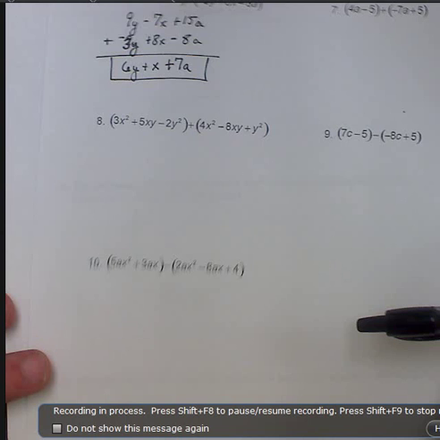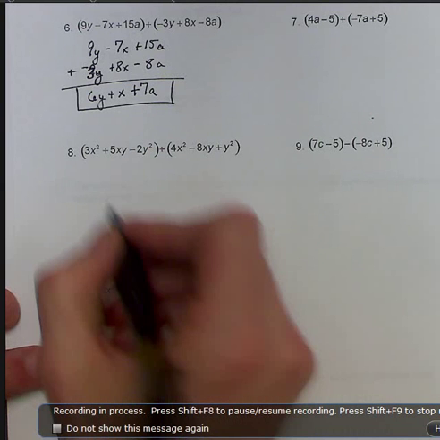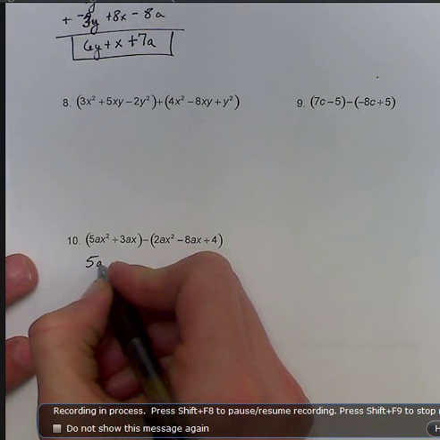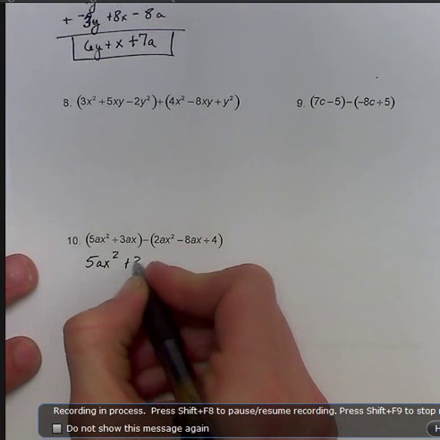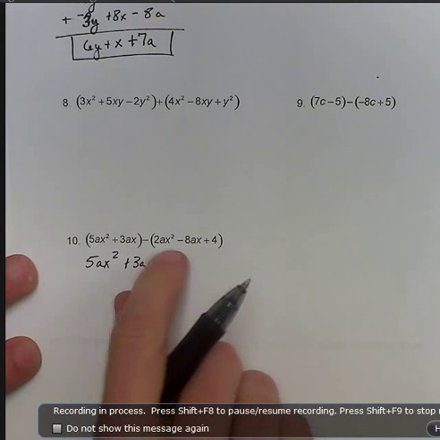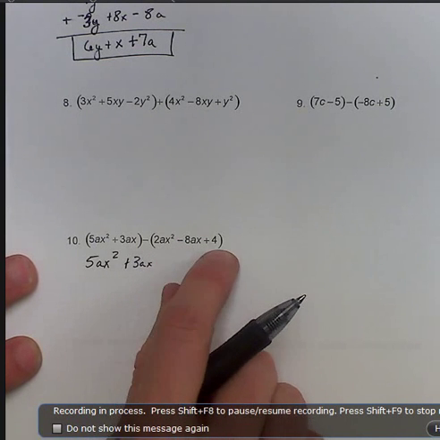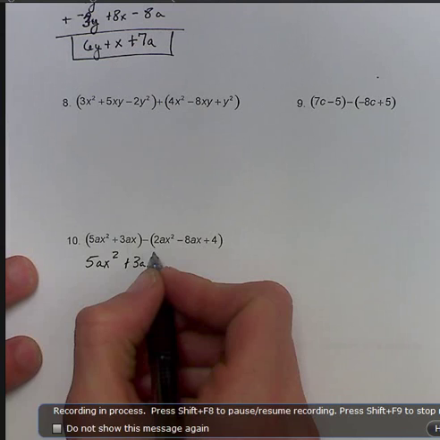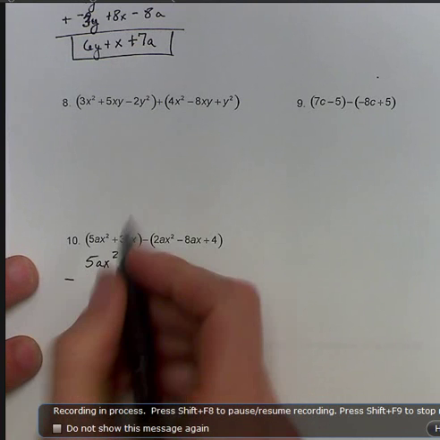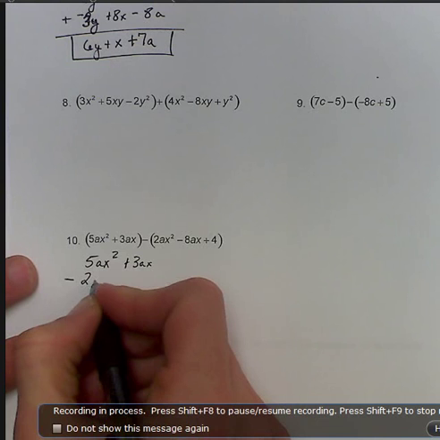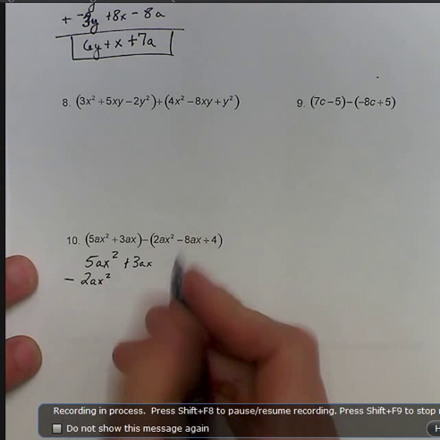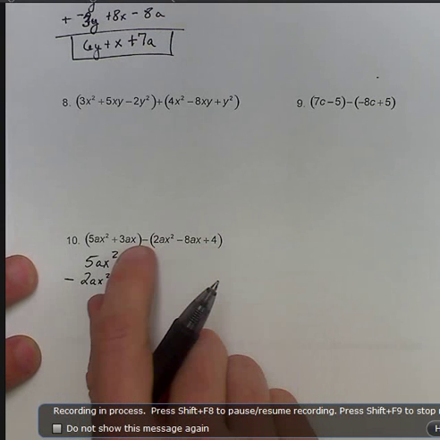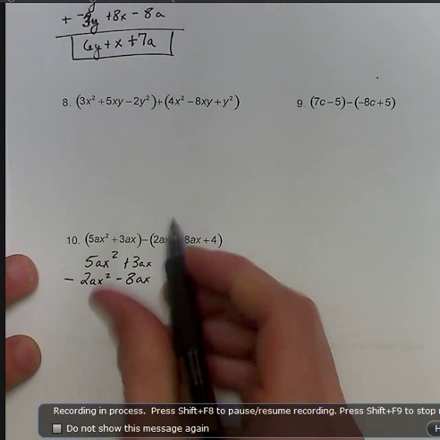We also talked about subtracting. Down here, if we look at number 10, if we are subtracting 5ax squared plus 3ax by 2ax squared minus 8x plus 4, I'm going to go ahead and line them up just like I would with the addition. So I'm going to write my subtraction sign. I'm going to put my 2ax squared, my negative ax underneath my 3ax. And since I don't have a constant in this first polynomial, I'm just going to write it off to the side.